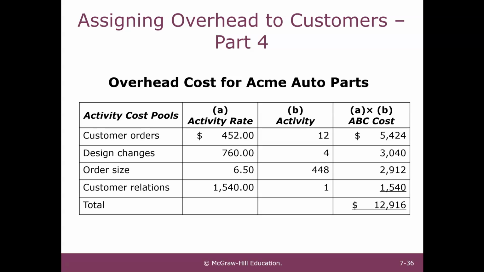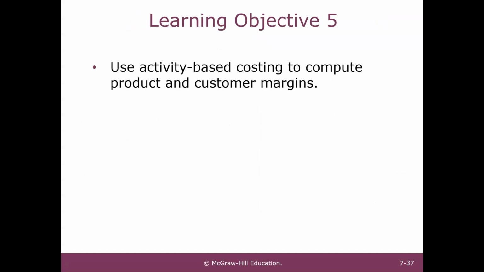We're going to go back and do the exact same thing for the overhead costs, but this time we're looking at a customer. They have 12 orders at $452 each. That's $54.24. I had mentioned that there were 4 design changes and that the order size was 448. And this is one customer, so the activity for customer relations is 1. Add up all those totals, that's $12,916 for the overhead cost for just this one customer, Acme Auto Parts.